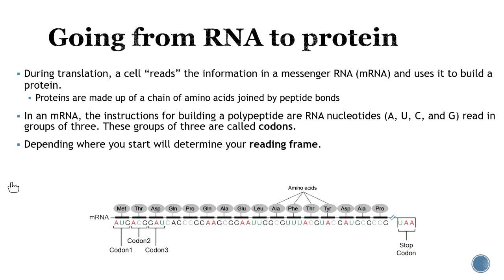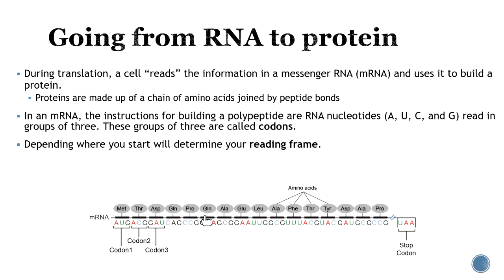Now, what's going to happen is your cell is going to read your transcript of the RNA, and it's going to break it down into parts. It's going to break them up into little groups of 3 called codons. Each codon is going to code for a specific amino acid. So this combination, AUG, codes for methionine. ACG will code for threonine, and so on.